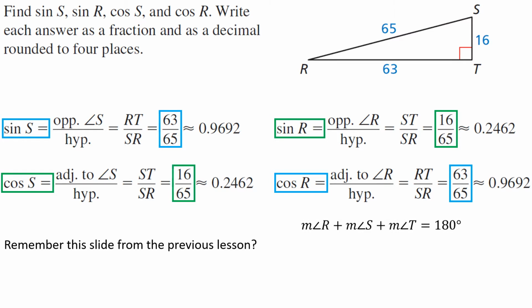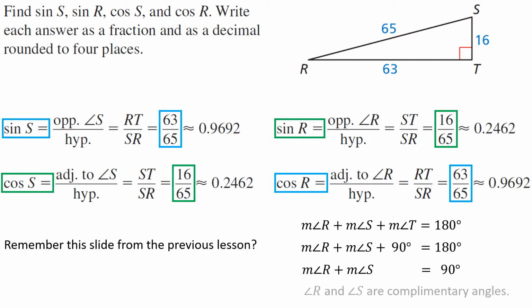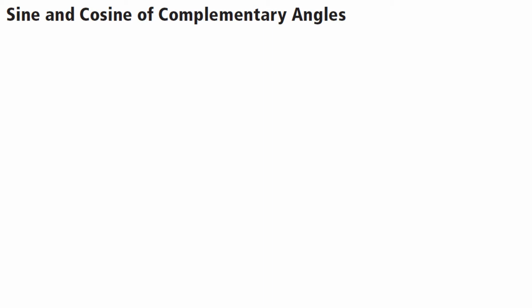Of course, in a right triangle, well, any triangle, the angles have to add up to 180 degrees. But in a right triangle, that means the other two angles have to add up to 90. Now remember, if two angles add up to 90 degrees, we say that they are complementary angles. So angle R and angle S are complementary angles. And there's a neat thing that happens with complementary angles regarding sine and cosine.